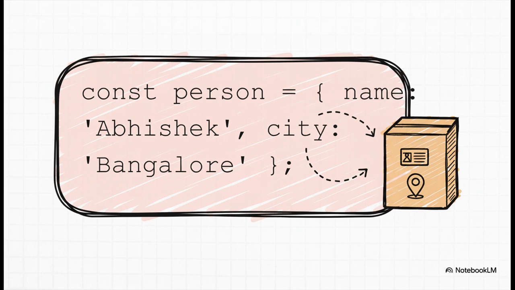Okay, let's see what this actually looks like in code. It's super simple. We've made a constant here called person. See the curly braces? Inside, name is our key, and Abhishek is its value. Same thing for city and Bangalore. And just like that, we've bundled all that related data into one variable.